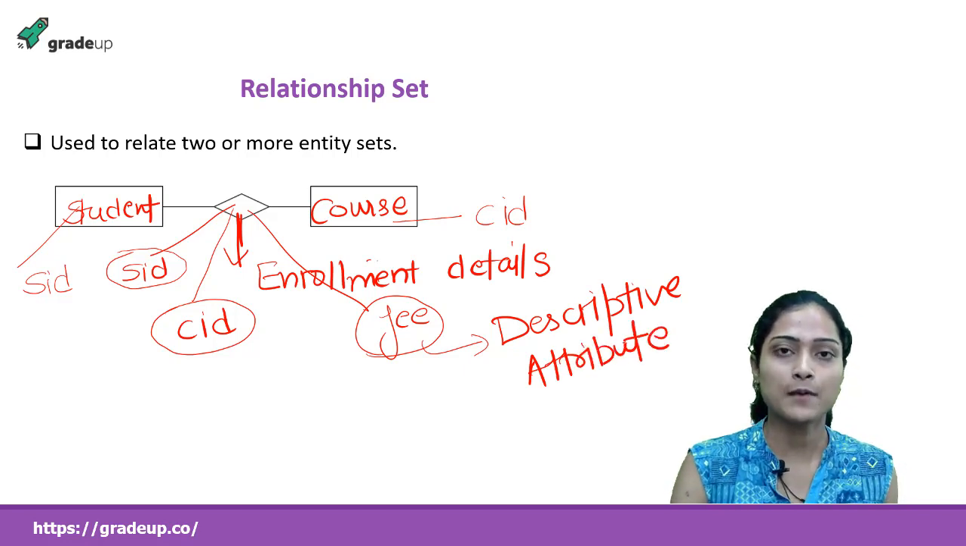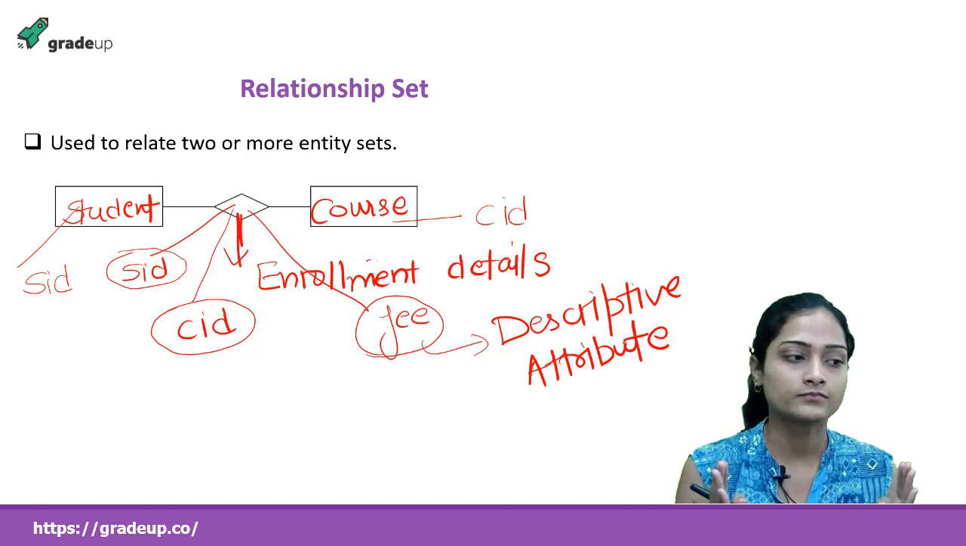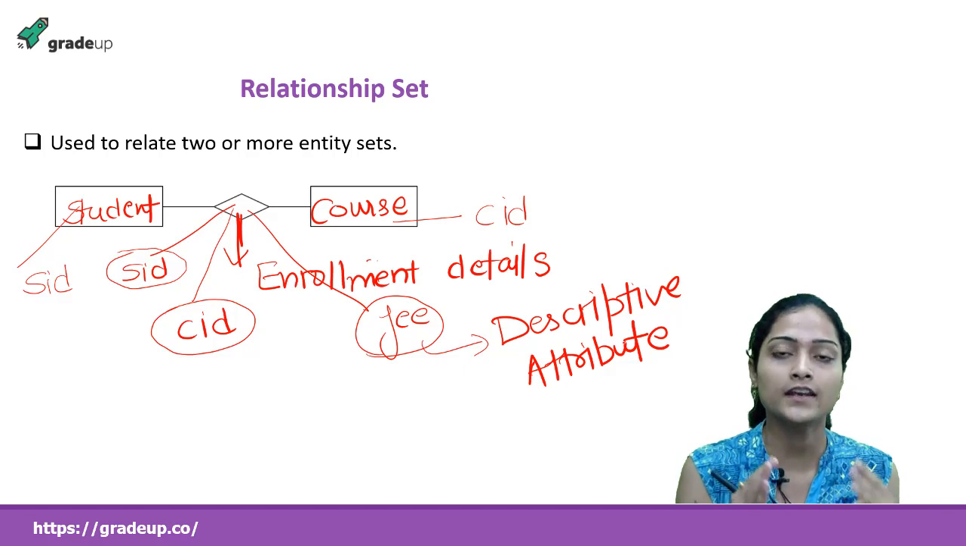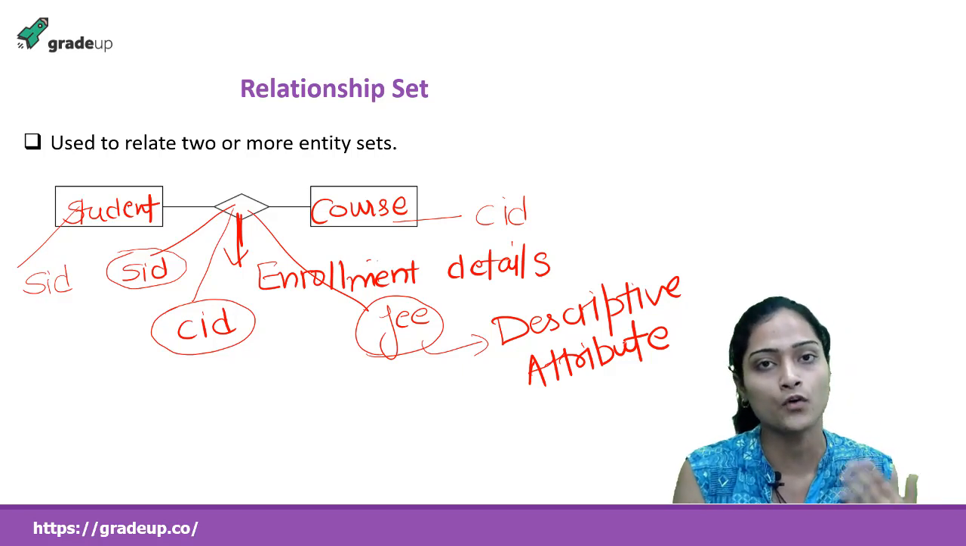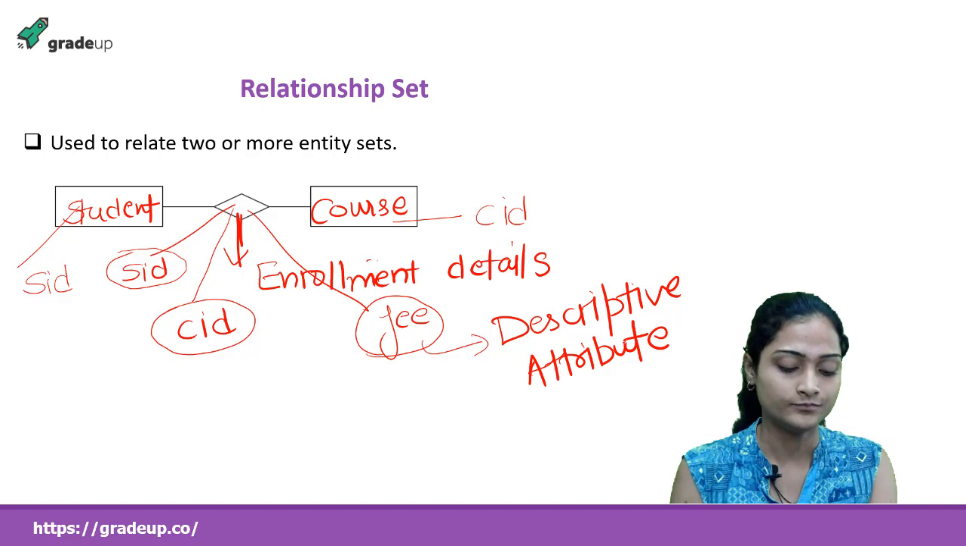So what can we say about a relationship set? It will be a recurring unit between two or more entities, and what is going to be stored in that particular relationship set is the candidate key of entity set 1 and the candidate key of entity set 2, and whatever attributes you want to add as extra.